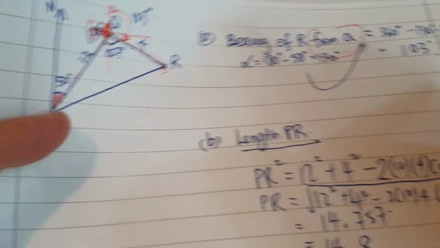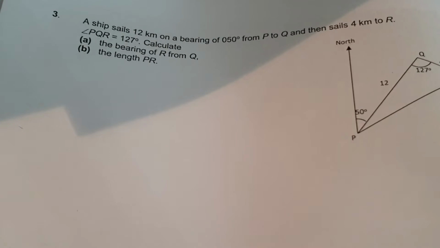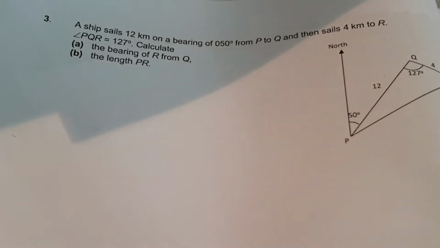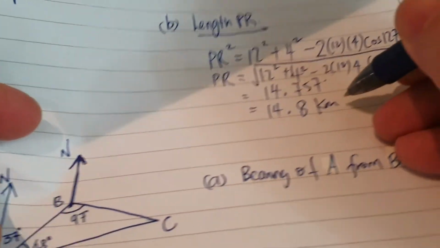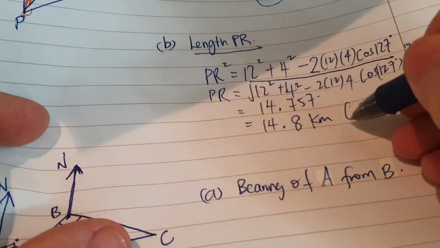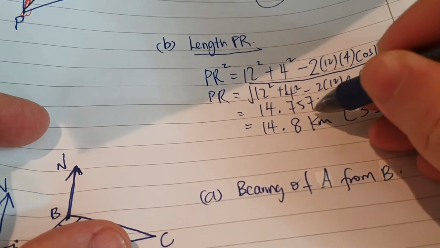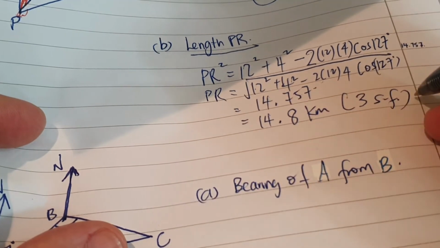Now for this question, let me see, is there unit given? There is unit given, kilometers. Because there is unit given, you have to write kilometers here, and you write here 3SF. Because this is a length, so it's 3SF. Only when it's angle in degree, then you round to 1 dp.